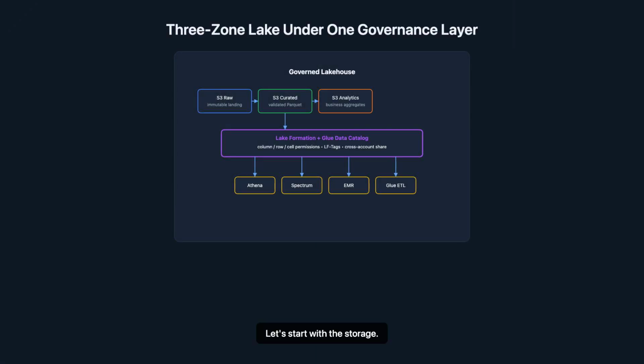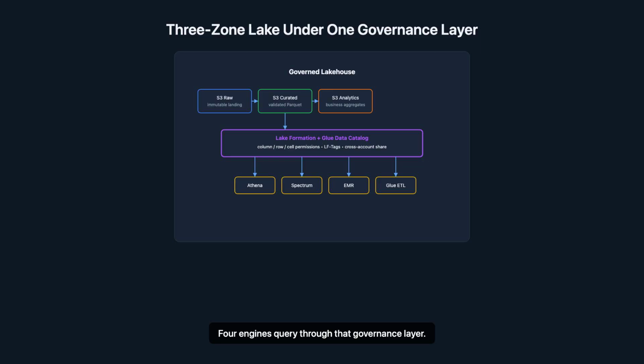Let's start with the storage. S3 raw holds the immutable landing data. S3 curated holds validated Parquet. S3 analytics holds business-ready aggregates. Each zone gets its own bucket or prefix with its own IAM scope. Above them sits Lake Formation, integrated with the Glue data catalog. That layer is where column, row, and cell permissions live, where LF tags get applied, and where cross-account shares are managed.